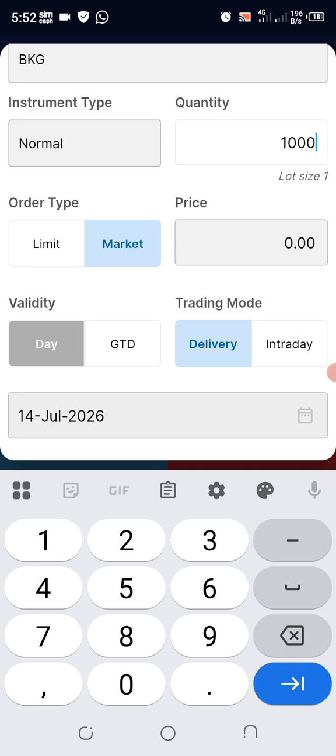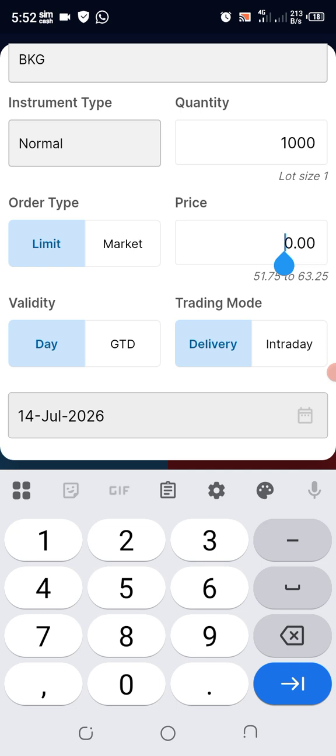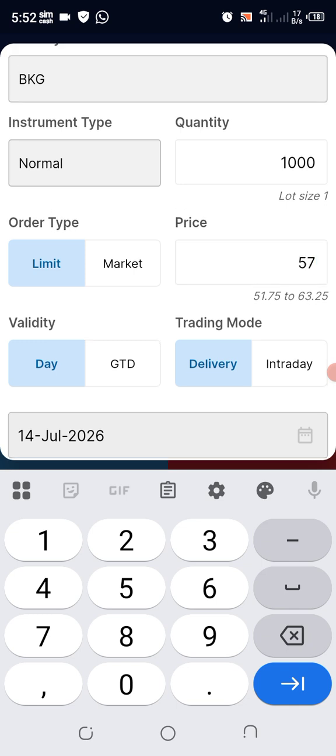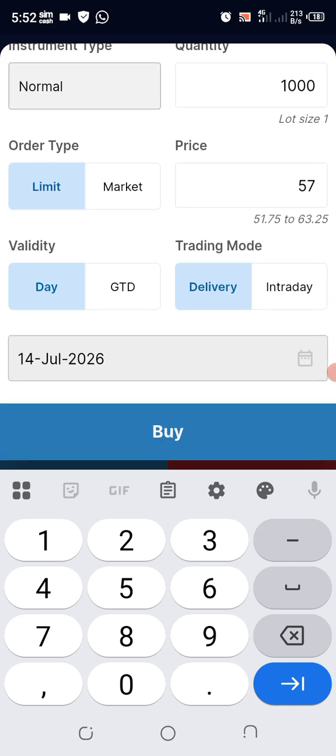So that is why we normally say you better go for the limit order, because at this point you can specify the price at which you want to buy your share. Let's say 57. Then we come to the validity. Validity, if you say that you want it to be within a day, you are just going to click on a day, then delivery.